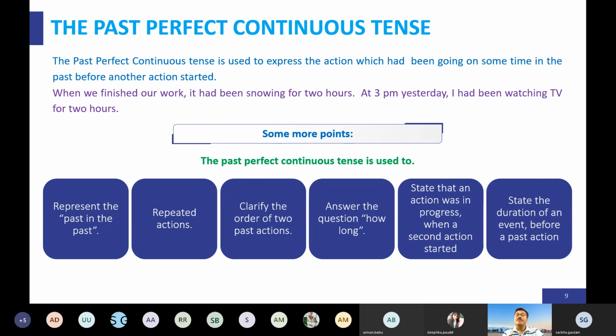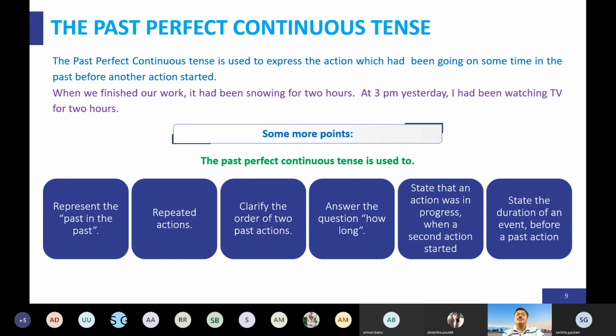Sachita, when did this speaker start watching TV? Sachita Gautam, are you there? Yes, sir. Can you tell when he started watching? 1 p.m. What? I mean, say, 1 p.m.